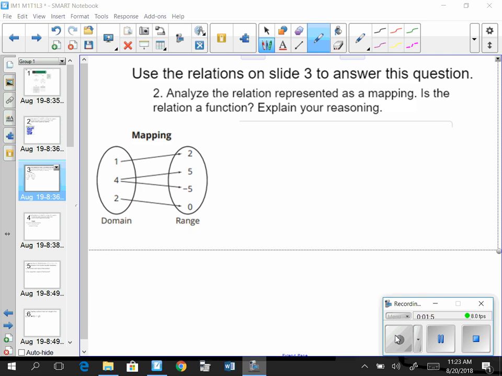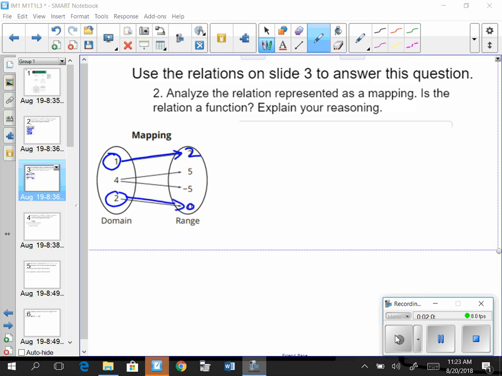Next, we're going to look at a mapping and see if this mapping looks like a function. Remember, a function says every input gets paired off with exactly one output. For instance, 1 gets paired off with 2. So far, so good. 2 only points at 0.